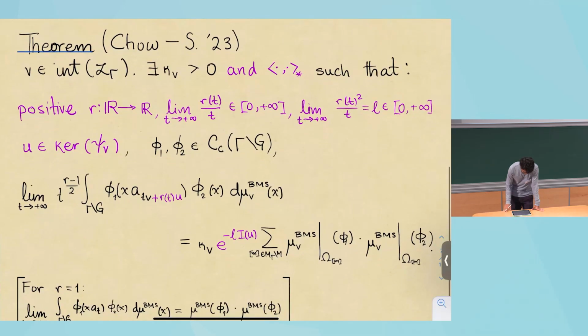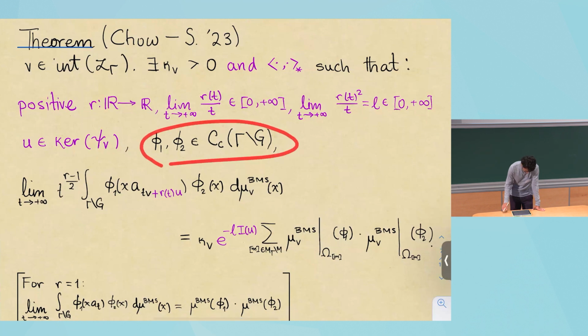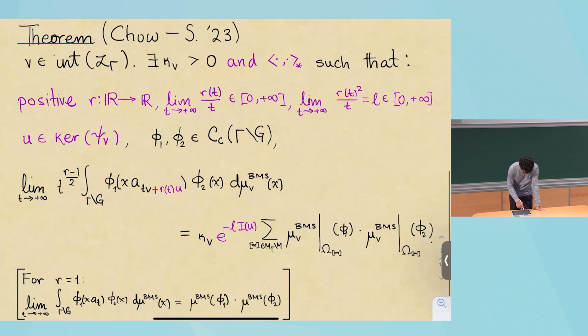Okay, so using this measure, we have this local mixing theorem. Again, first I'll go through it without the purple parts. So you take V in the interior of the limit cone. Then there's this constant kappa V, so that for all these test functions, you take the correlation function, but this time with respect to the BMS measure instead of the Haar measure. And then you don't have to include this exponential part. You normalize by t to the (rank minus 1) over 2.